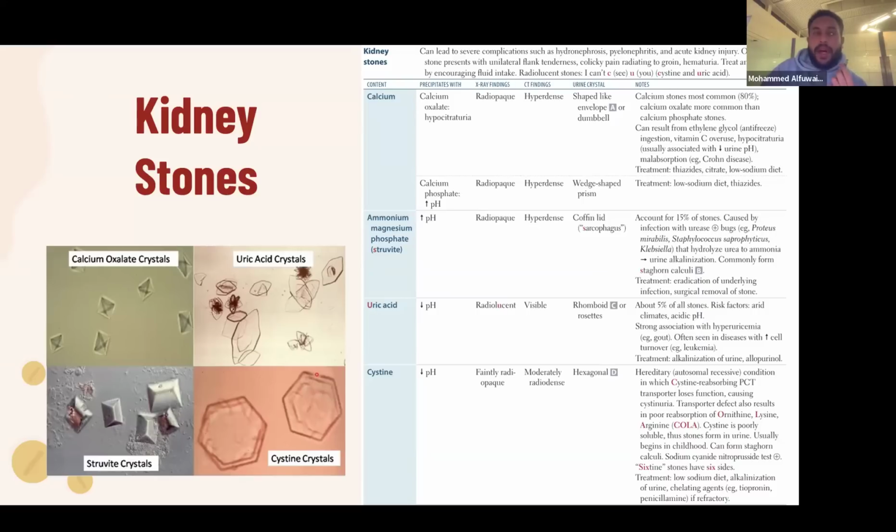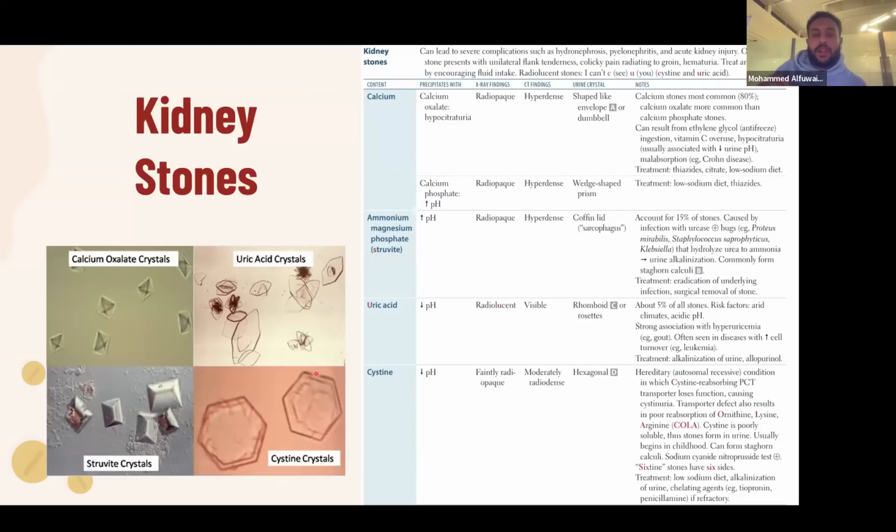Now it comes to the management of the stones. The magic number that I want you to remember is 5 millimeters. If the stone size is below 5 millimeters, it passes on its own. So just hydrate the patient, tell them to drink water, go home, and it will go out on its own. If it's between 5 and 10 millimeters, you need to hydrate the patient. Most likely, it will go out on its own.